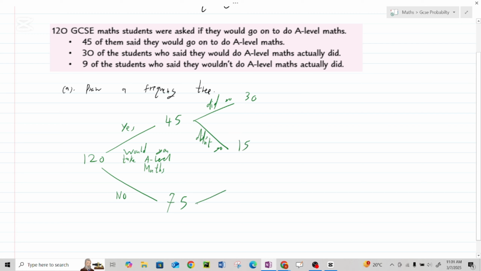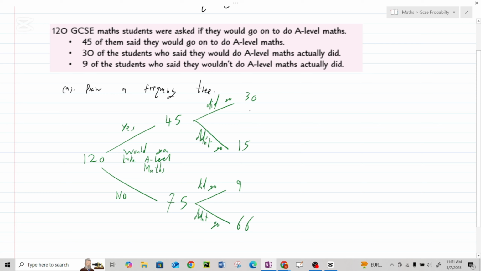Then here, who did go and didn't go? They said 9 of the students who said that they wouldn't actually did go. So 9 here, 75 minus 9, we get 66. So 66 didn't go. This is our frequency tree.